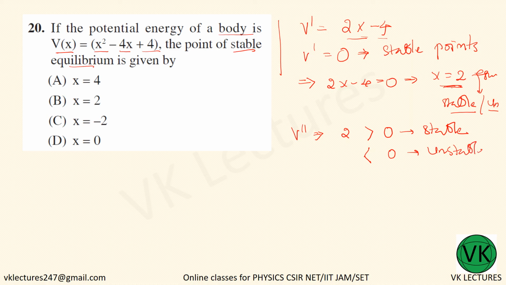If this value is less than 0, it is unstable, and in between there is a point of inflection also. Point of inflection, not inflation, inflection. So now you got that at x equal to 2 it is an equilibrium point, and you also proved that that point of equilibrium is a stable point of equilibrium.